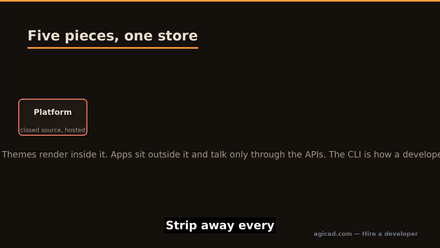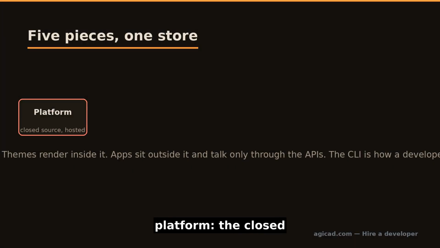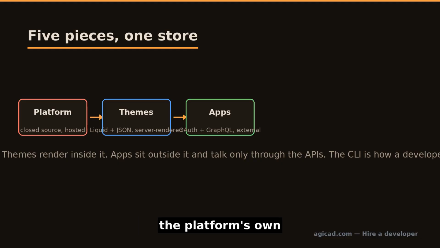Strip away every detail, and a Shopify store is 5 pieces. The platform: the closed source, hosted commerce engine that handles carts, checkout, payments, and the database. You never see this code, full stop. Themes: Liquid templates and JSON section data that render storefront pages server-side, inside the platform's own request cycle.